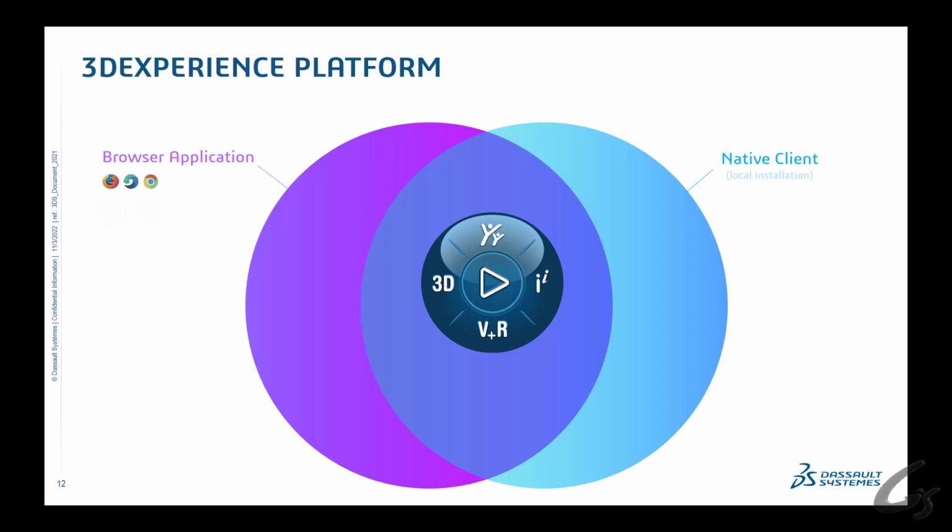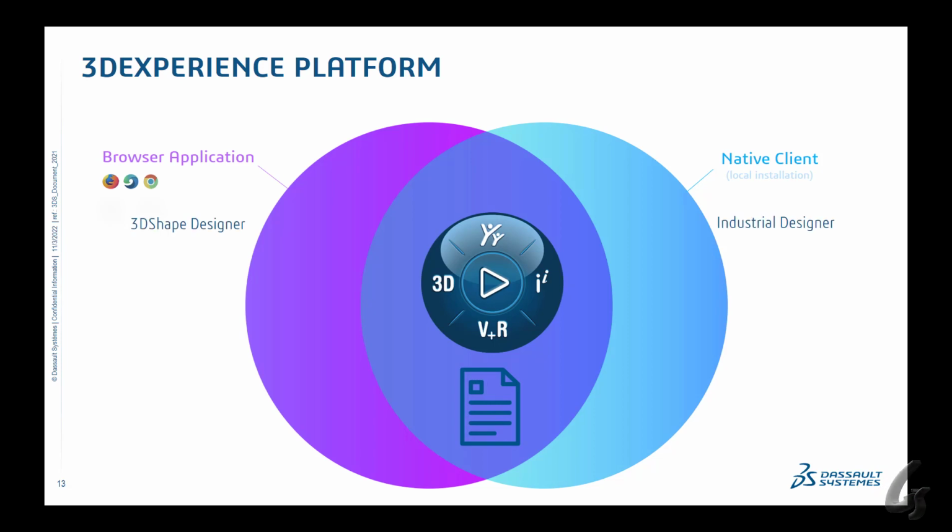And as mentioned at the beginning of this presentation, the 3D Experience platform is a mix of cloud-based and desktop applications. So the native client is your local installation that you may know, such as CATIA V5, Alias, or Rhino. But there's also a large part that is based on a browser where there is no installation necessary. From both the native client and the browser, you have access to the same data.